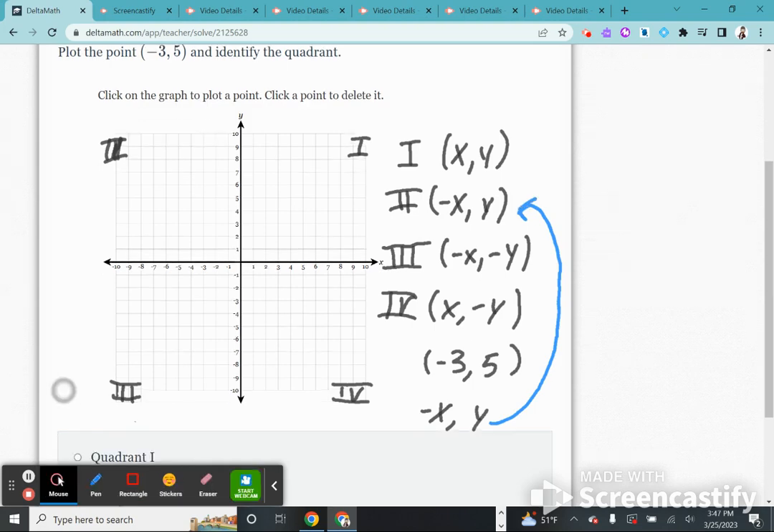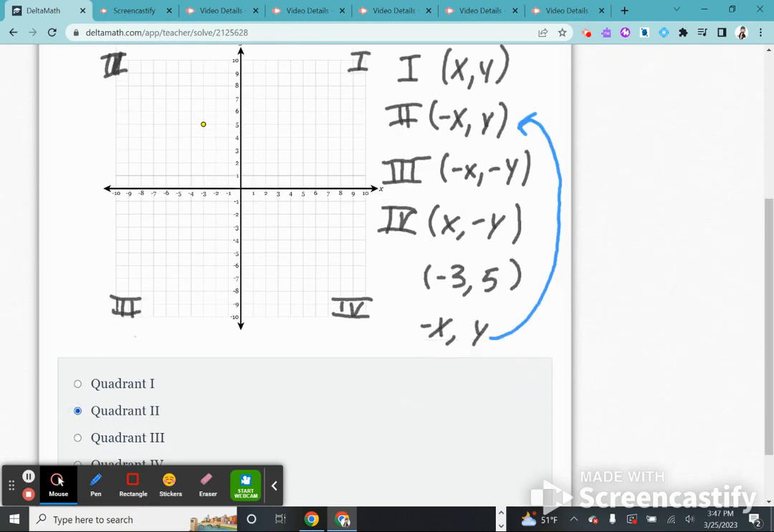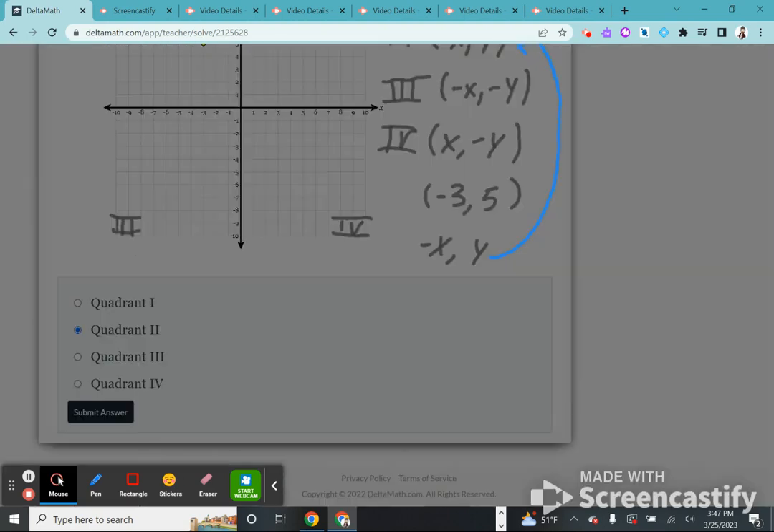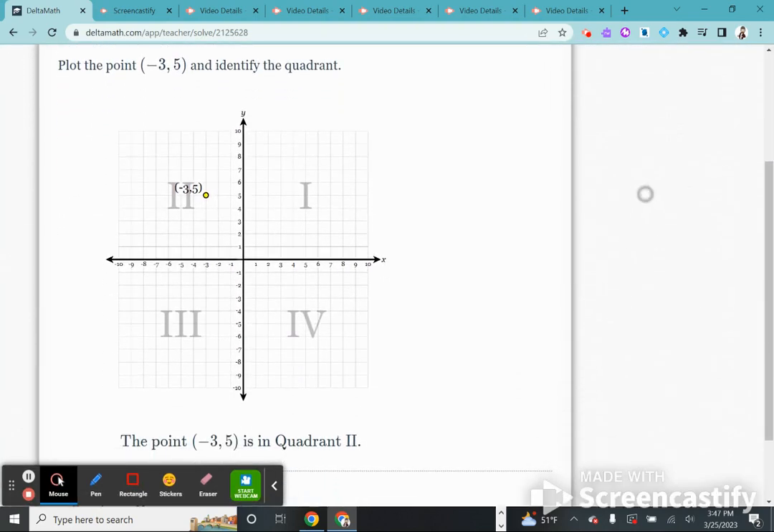So now I go to enter in my answer here. I go negative 3 across and 5 up. And I choose quadrant 2. And I submit. And look at that. We got it right again. So that's it. That's the end of the unit.